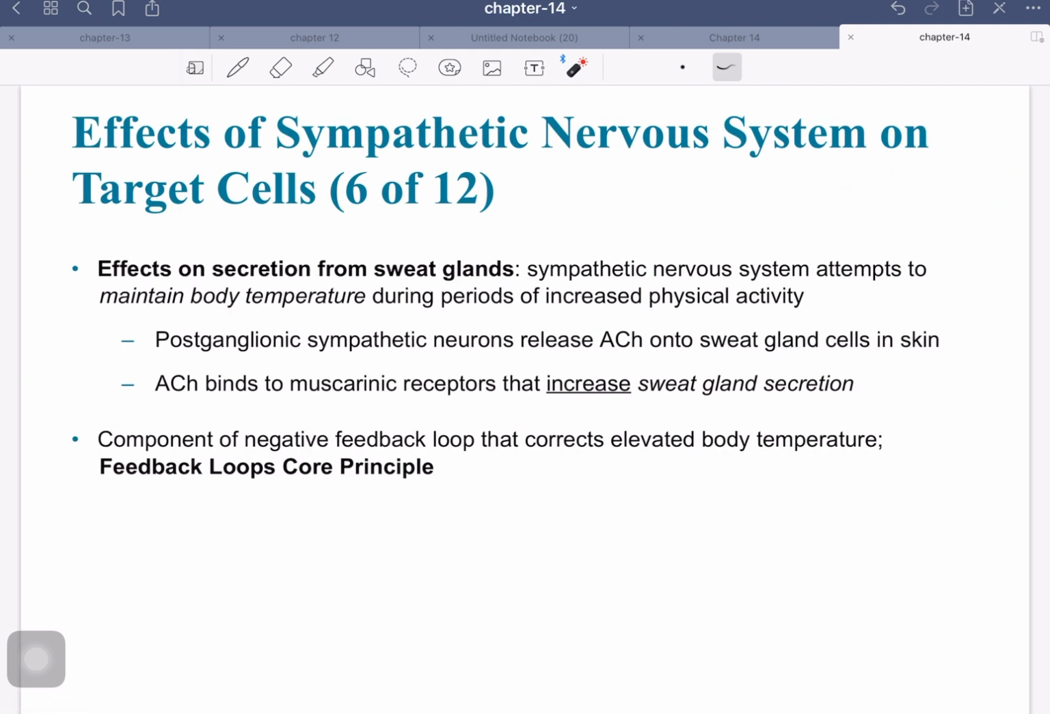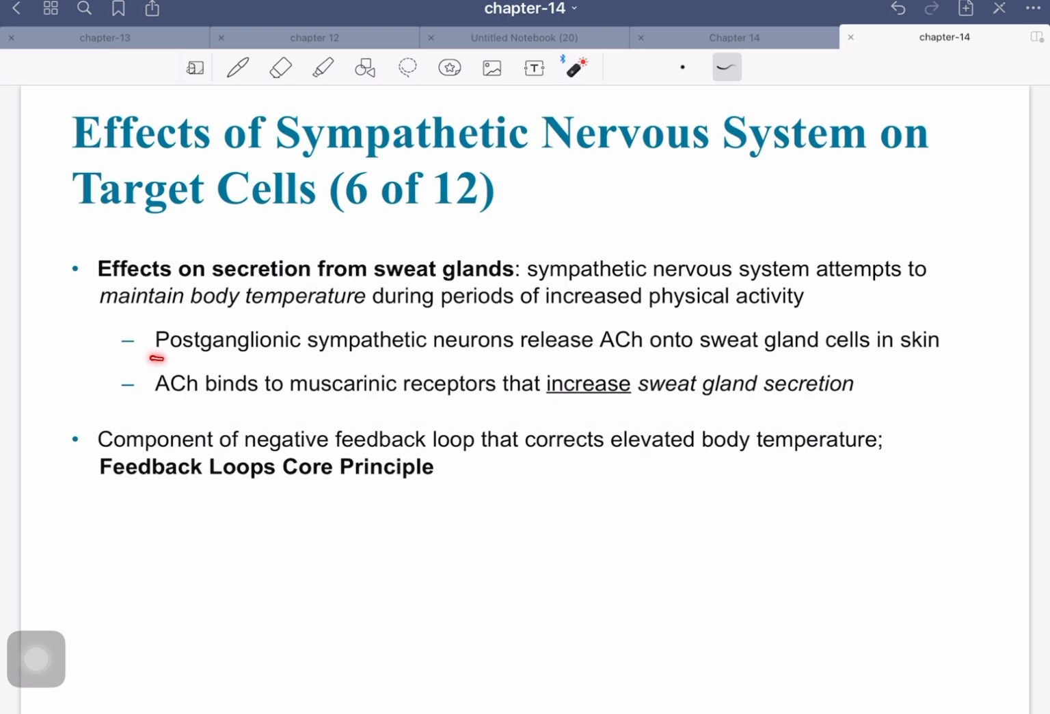Now, how about some other tissues? How about the effects of the secretion on sweat glands? So not surprisingly, sympathetic nervous system activity will try to maintain body temperature during periods of physical activity. Of course, when muscles are contracting, one of the byproducts is heat. So we have to really think about how we dissipate some of this heat.